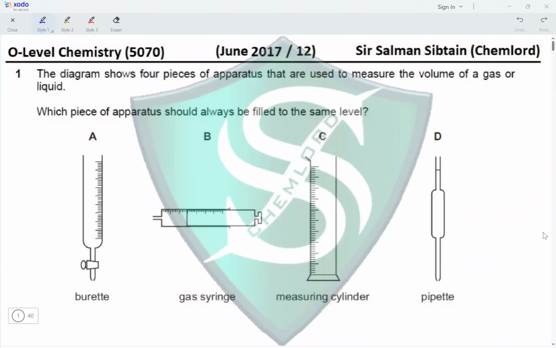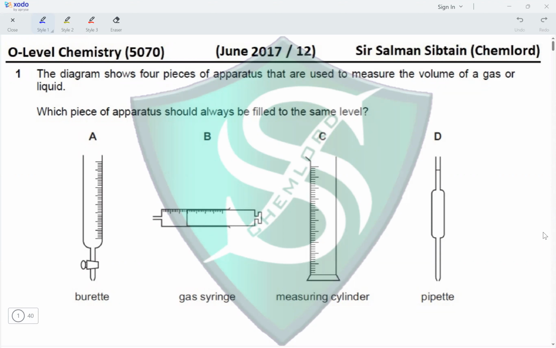Hi guys, this is O-Level Chemistry paper 12, June 2017, question 1. The diagram shows four pieces of apparatus that are used to measure the volume of a gas or liquid. Which piece of apparatus should always be filled to the same level?